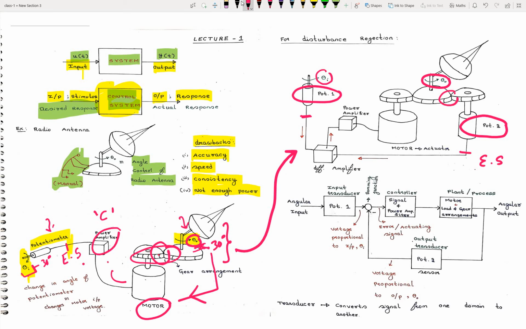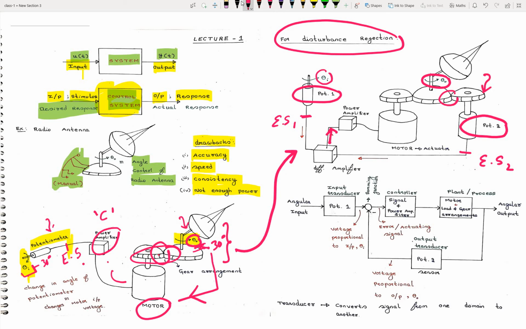This difference between the electric signals, suppose we say here 1, and here it is 2. The difference is fed to the power amplifier now. In this way, this diagram is for disturbance rejection. We can reject the disturbance, since we are not feeding only the electrical signal corresponding to theta I, but we are also including the changes that happened in theta naught due to external disturbance.